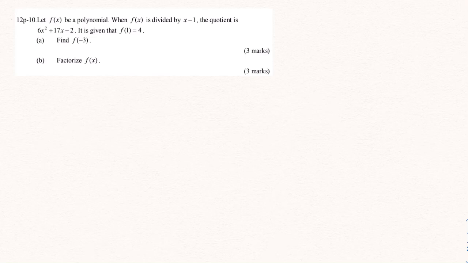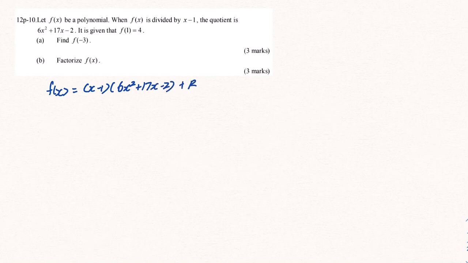First of all, it is asking you that let f(x) be a polynomial. So they did not give the whole thing directly, so you have to make it. When we know some of the information, when f(x) is divided by this thing, so this is your divisor, the quotient is this. How about the remainder? If we don't know, just make it as r. So let's write the whole thing. f(x) will be (x minus 1), the divisor, times the quotient, plus the remainder.